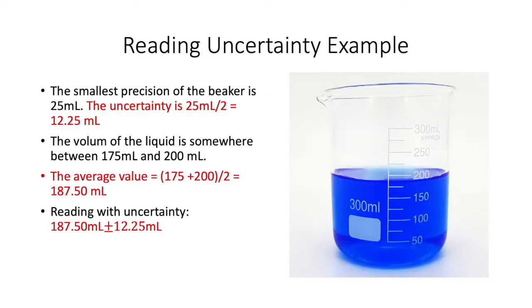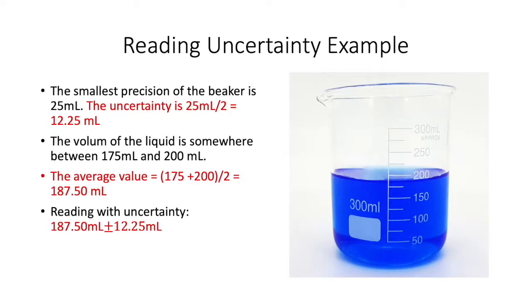So this is a reading uncertainty example. The picture on the left shows you the volume of a blue liquid, and the reading of the liquid is somewhere between 175 and 200 milliliters. So the smallest precision is 25 milliliters. The uncertainty will be equal to half of the smallest precision. So we just use 25 divided by 2, which is equal to 12.5 milliliters, and this will be the uncertainty for this problem.